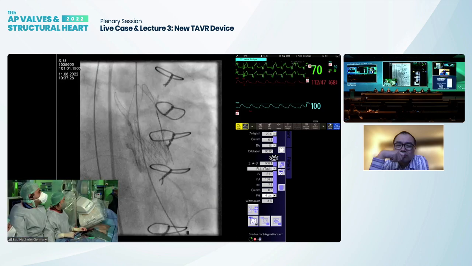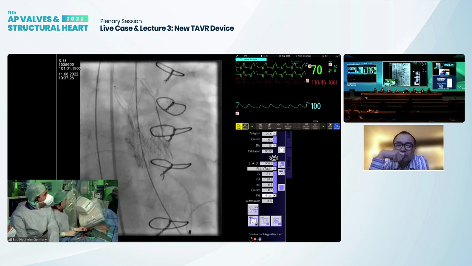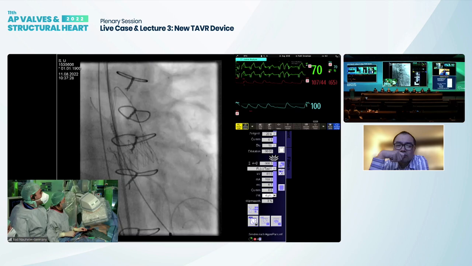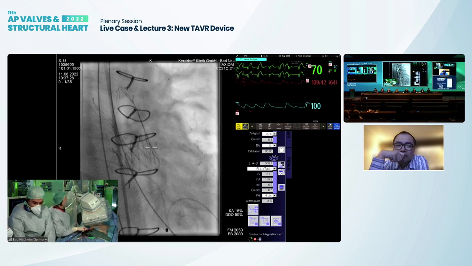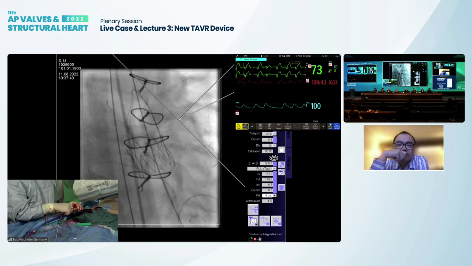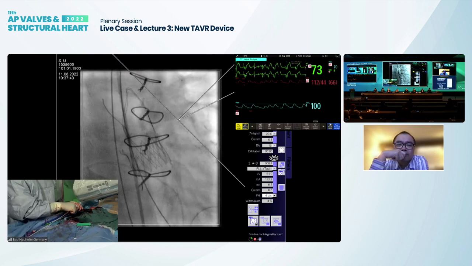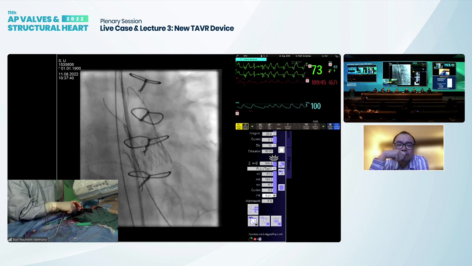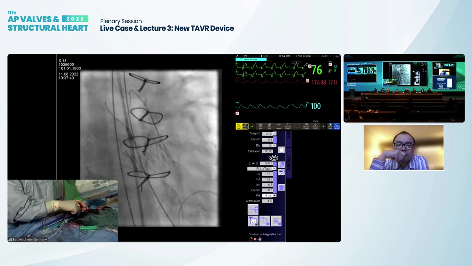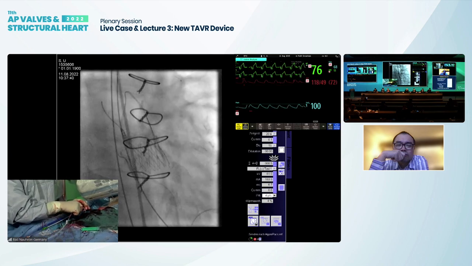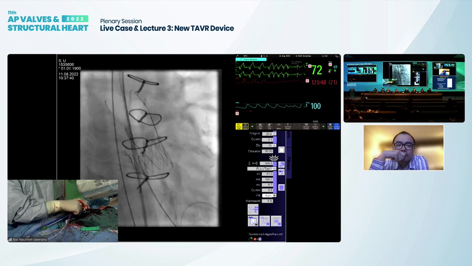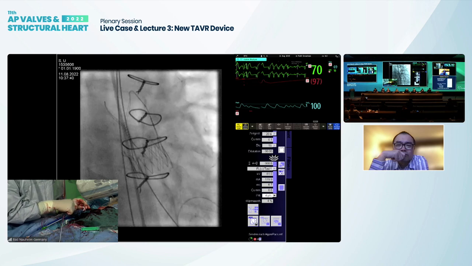Okay. Now what I would like to demonstrate to you is that after crossing the aortic valve, it's extremely important to verify that we crossed the stabilization arch through the right arch. And here I'm not so sure, actually.